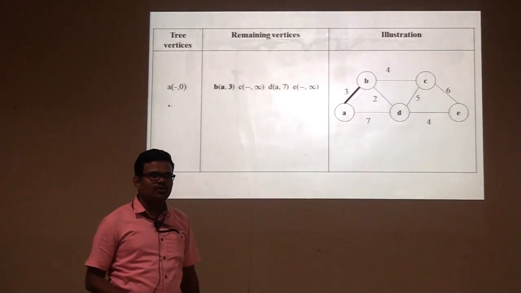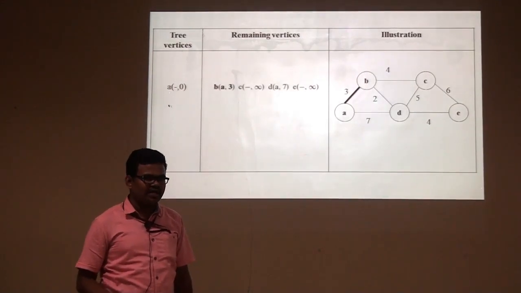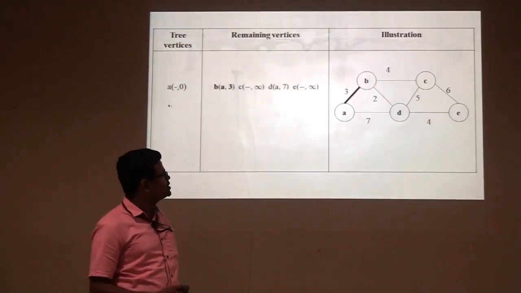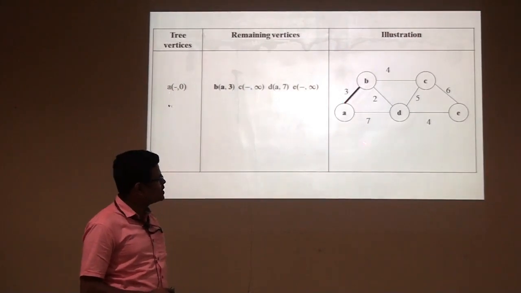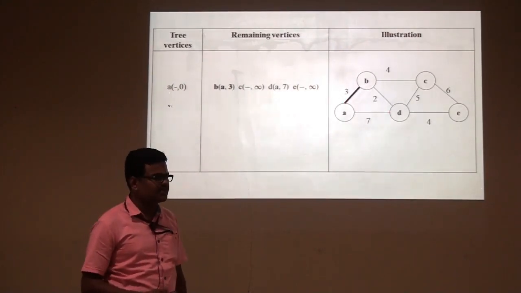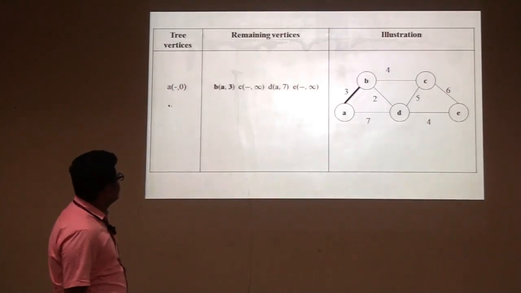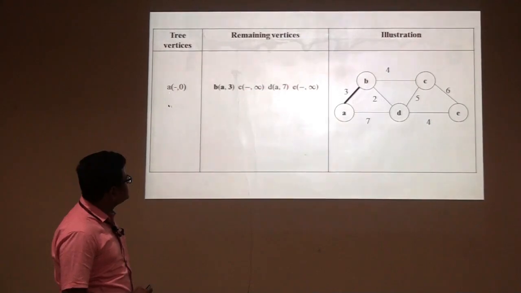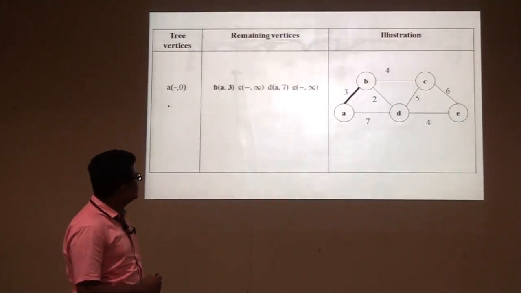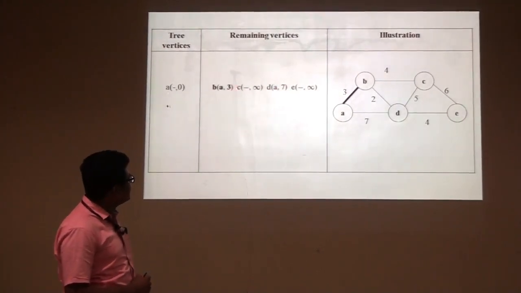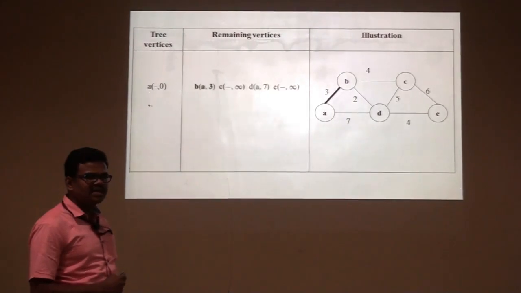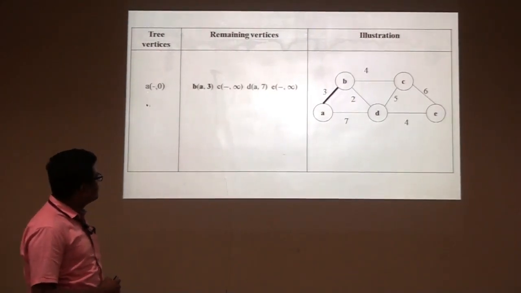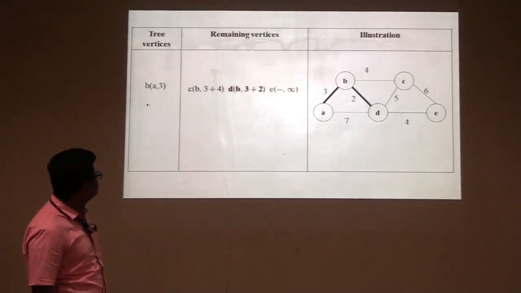We give infinity because we do not know the path and how long it is going to be. From this we select between 3 and 7. The minimum cost is 3, so the next visited node is the B vertex. We are selecting the B vertex next.